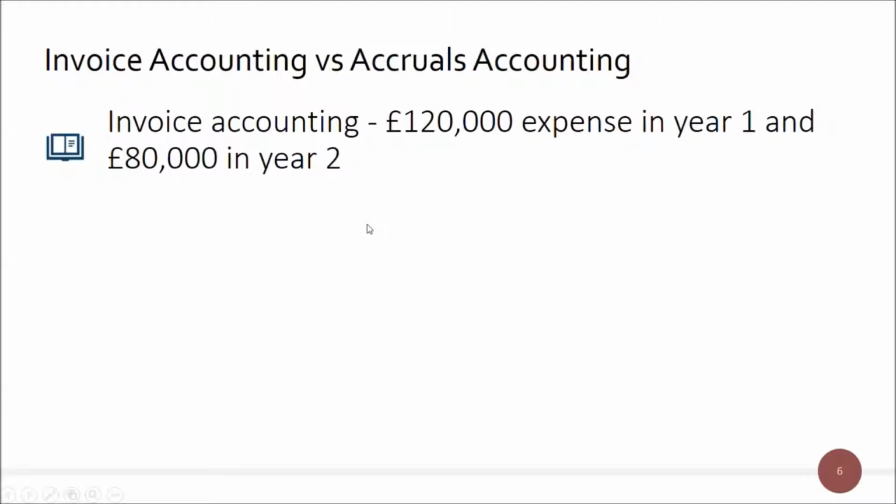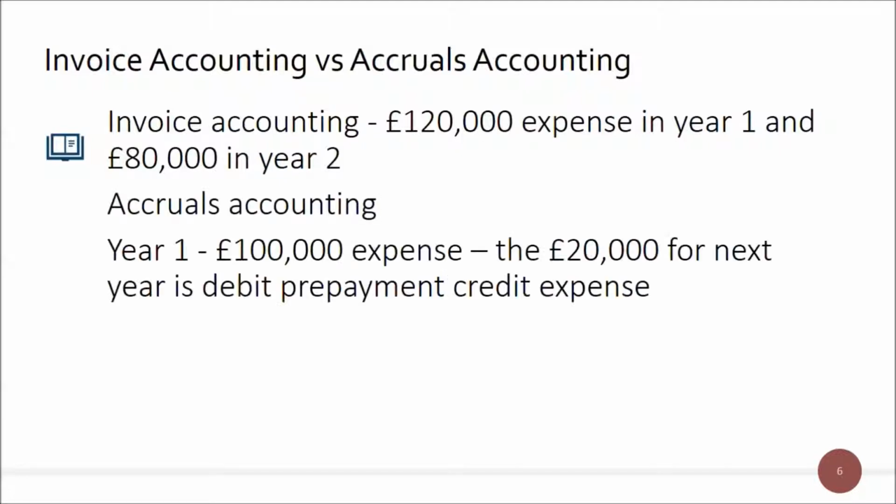So what's happened then? Invoice accounting versus accruals accounting. In invoice accounting, we would account for the expense when we receive the invoice. So we would have £120,000 of expenses in year 1 and £80,000 of expenses in year 2. Now, under accruals accounting, we actually recognise the expense when it's actually incurred. So in year 1, we only used £100,000 worth of the expense. There was £20,000 which we paid for, which was related to the second year. So we only recognised £100,000 worth of the expense.